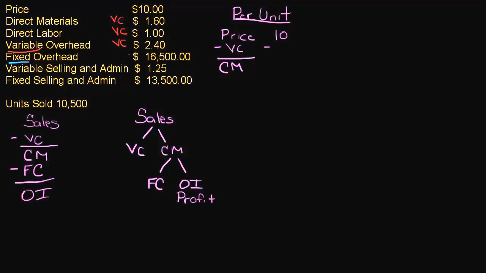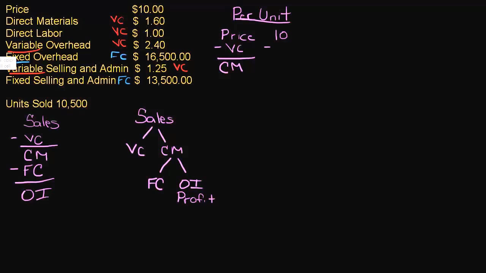Plus, generally, whenever you see a fixed cost, you're going to see a large number. This is 16,500 compared to all the other numbers, which are between $1 and $3. So this big number is a fixed cost. What about variable selling and admin? That's got the word variable in it also, so this is a variable cost. And fixed selling and admin has the word fixed in it, so this is also a fixed cost. Now we know which costs are variable and which ones are fixed.